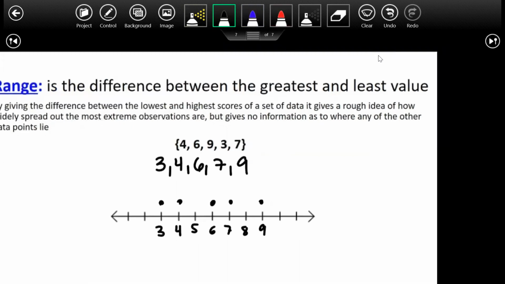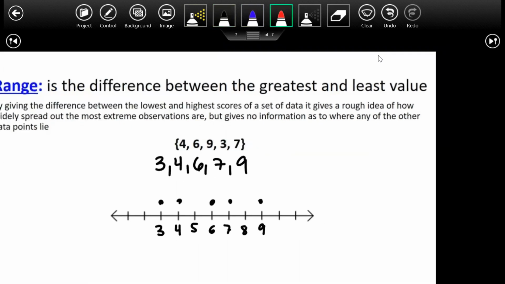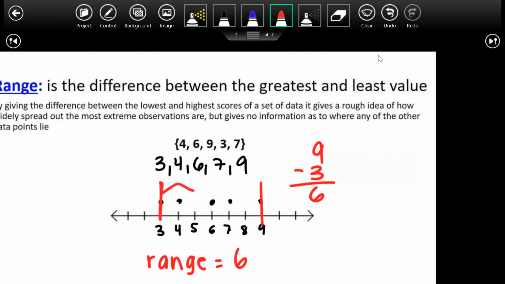All this really tells us to do is take the largest value, the greatest value, 9, and subtract it from the least, and we're going to get 6. So the range of our values is 6. Do I have 6 data points? No, so it doesn't tell us that we have 6 data points. It tells us what numbers it can be. In this case, the range starts from 3 to 9. There's 6 values between those numbers.